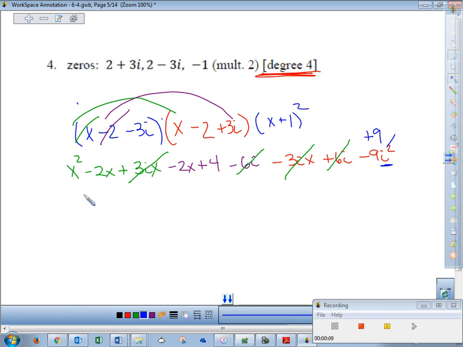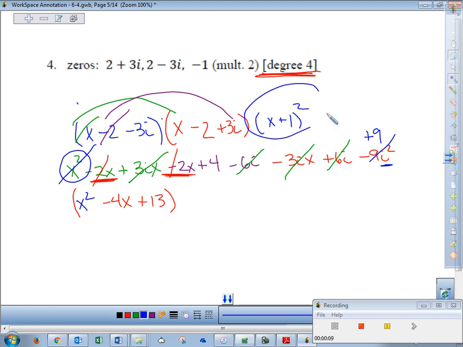Now I will combine my like terms. So I'm starting off with x squared. I've used him. X's, I got some x's here. Total of negative 4 x's. Constants, 4 plus 9, 13. Right? Cool? Are we done? No, we got to do this now.